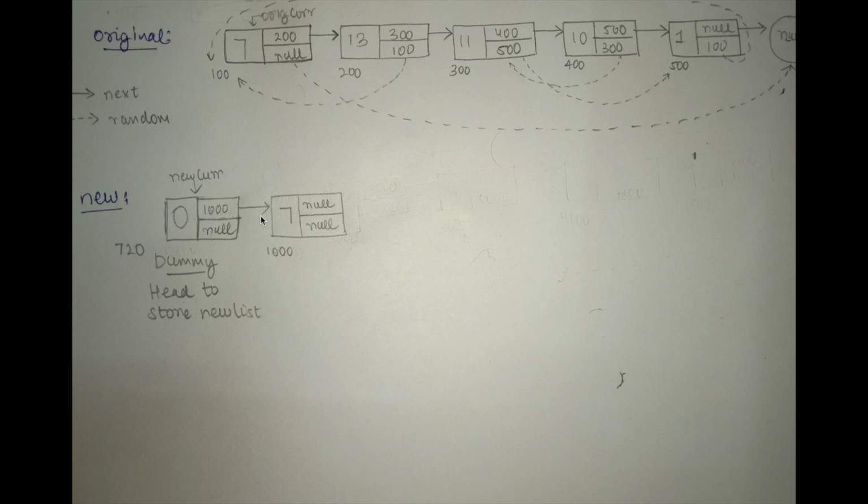After linking the dummy and first node of the new linked list, we move the original cursor to the second node of the original linked list and the new cursor to the first node of the new linked list.